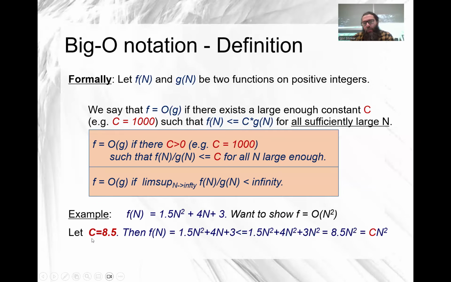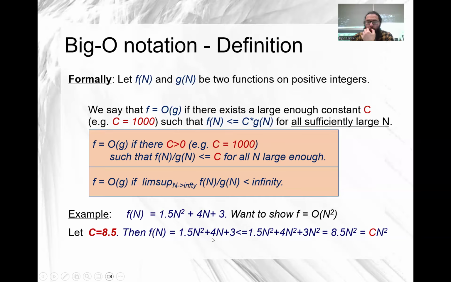So let's take c to be this magical number 8.5. And I want to show that, what does it say? We say that f is O of g if there exists some constant, the constant is 8.5, such that f of n is less than c times n squared. Let's try. So I write f of n simply as the definition, 1.5 n squared plus 4n plus 3. And I would like to upper bound it by c times n squared.